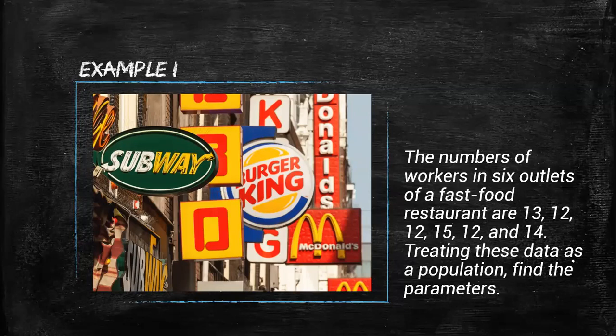Okay. Sige, basahin natin yung problem. The numbers of workers in 6 outlets of a fast food restaurant are 13, 12, 12, 15, 12, and 14. Treating this data as a population, find the parameters. Question. Ano ang hinahanap dito? Parameter or statistic?